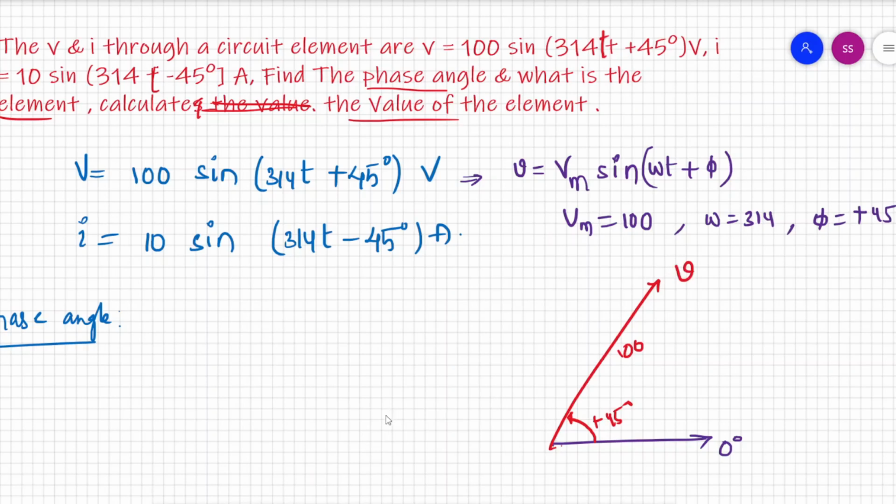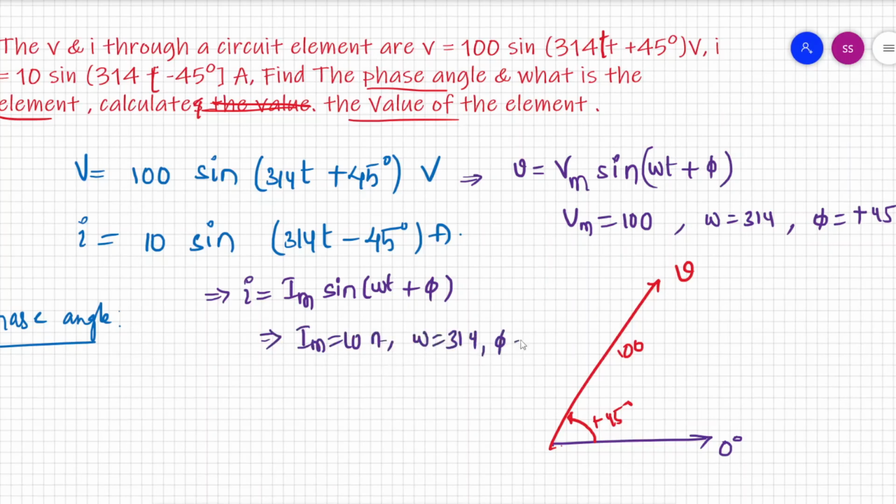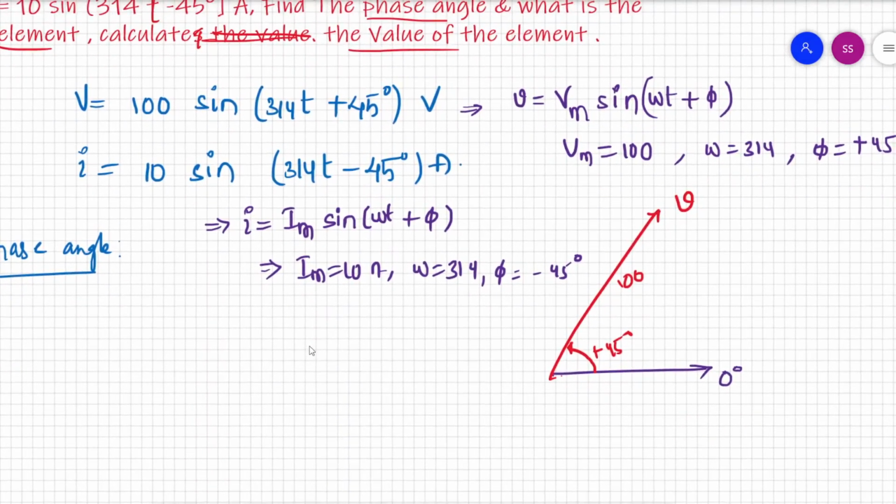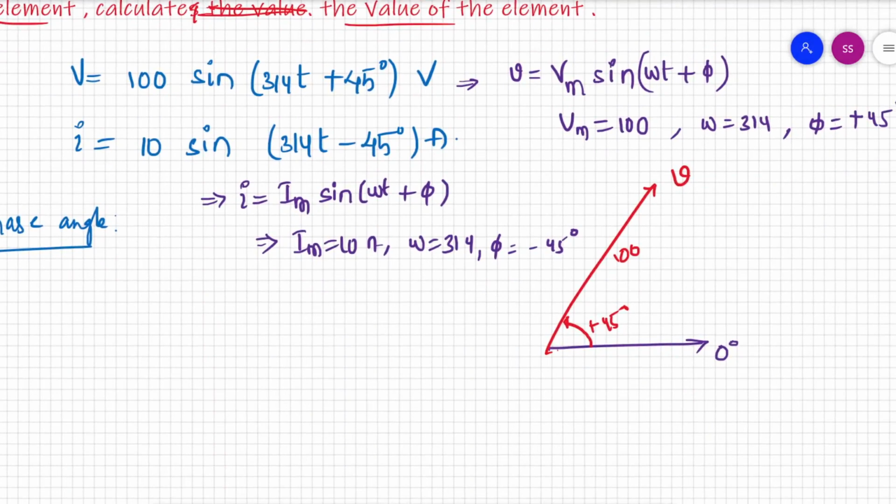Now let us draw the current phasor. If you compare this with our instantaneous current, i equal to Im sine(omega t plus phi), here Im equal to 10 ampere, omega equal to 314, but phi equal to minus 45 degrees. So let us draw this phasor here. Minus 45 will be below the zero reference, right? So I'm drawing minus 45 here, having a magnitude of 10. This is the minus 45 degrees current phasor.